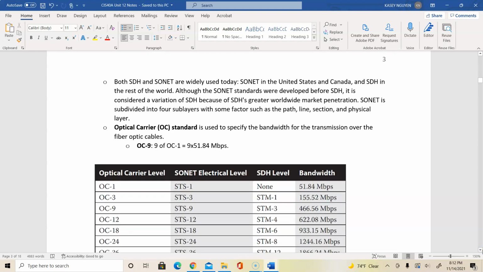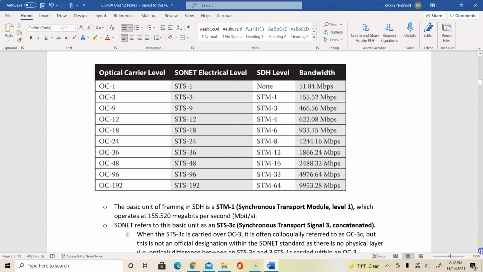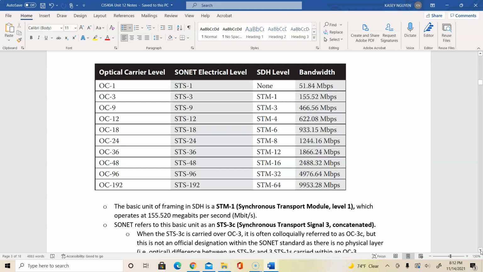Now, both SDH and SONET are widely used today. SONET is used in the United States and Canada, whereas SDH would be implemented in Asia, Europe, and other parts of the world. The standards for SONET are known as the optical carrier or OC standards, and each of the OCs is made of a different type of bandwidth. So what you would see here is that it would be able to subdivide into different layers to be able to provide different types of bandwidth. So OC1 doesn't have any SDH level, and that will be transmitting at 51.84 megabit per second.